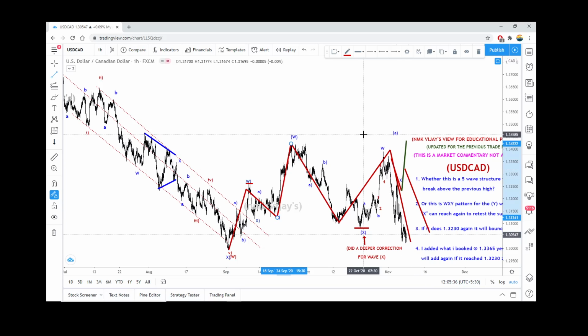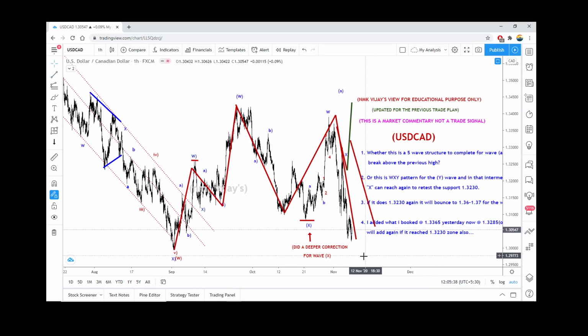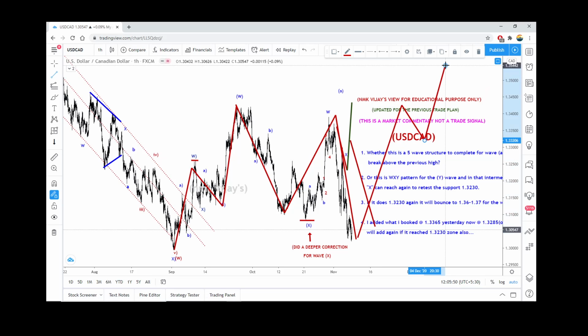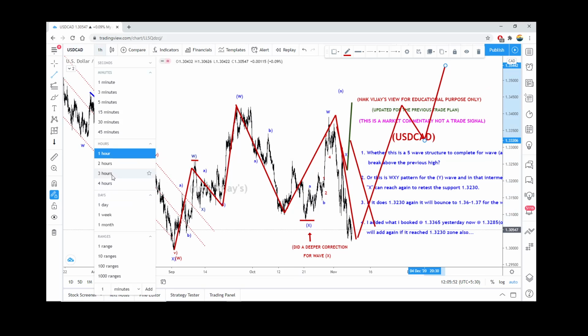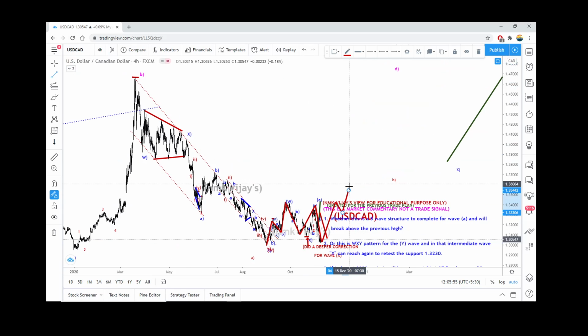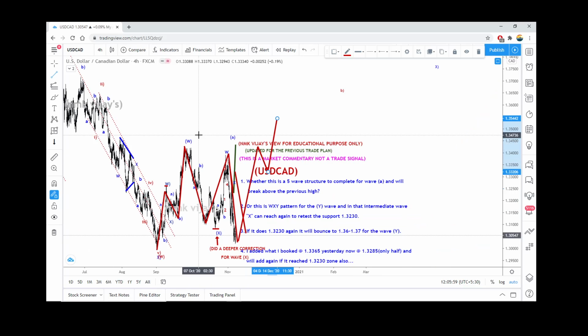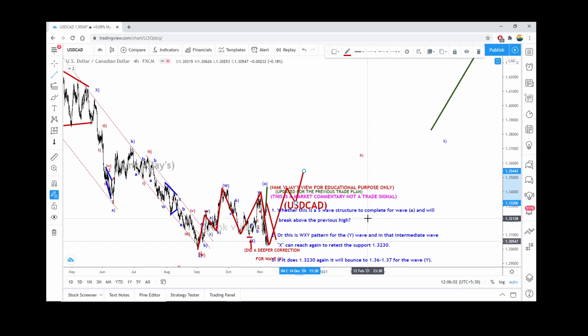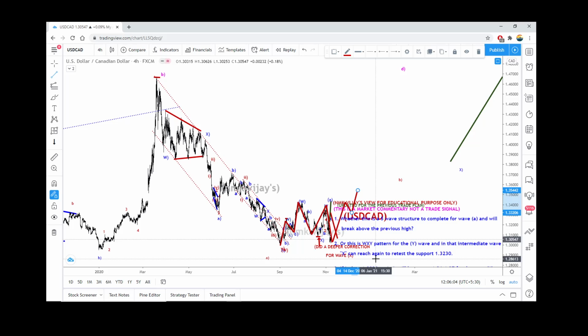So now one more wave. Either it could be a triangle if it doesn't break this low, or if it breaks this low, a running triangle is also valid. Or it could make a bigger A, B, and C for the target of 1.36 to 1.37. I'm expecting that here. Or if it doesn't break the high, there is a lot of chance for making a triangle, and then again it may break. So the triangle could be bearish or bullish.